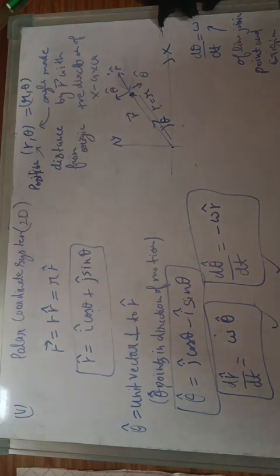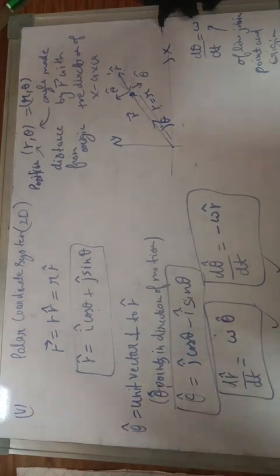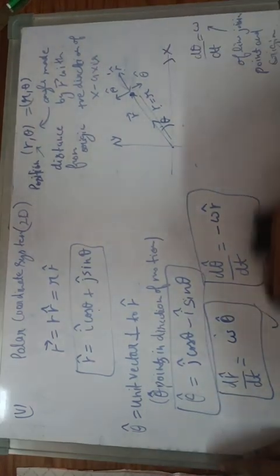Now moving ahead, we got some important things about polar. Now the next thing is the rotating vector, differentiation with respect to time.